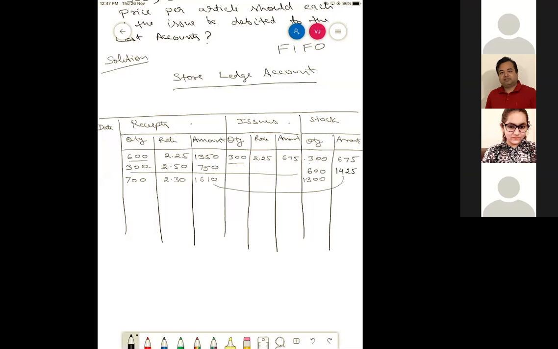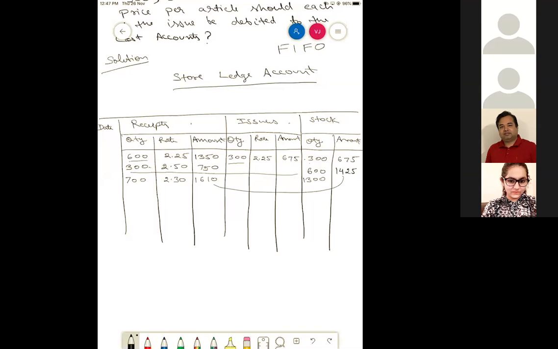1425 plus 1610, how much have we got? 3035, sir. Yes, you can add it once again. 3035. So if we add 1425 plus 1610, we get 3035. Is it correct?